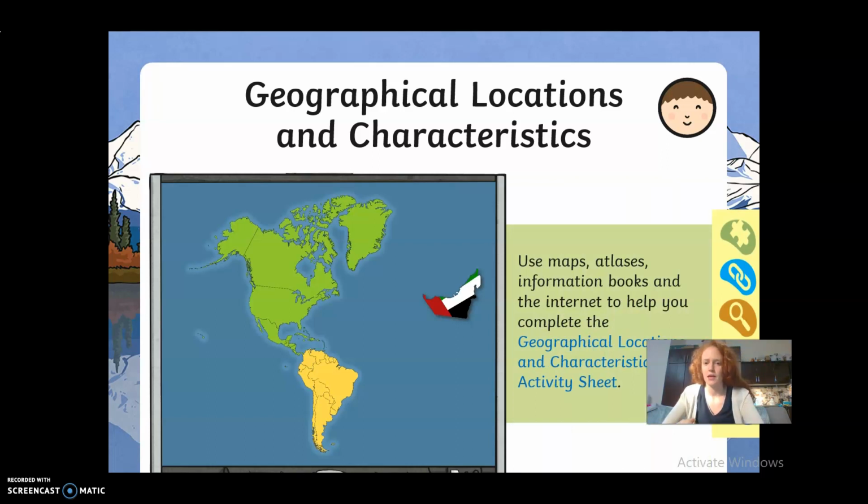Okay, now you will have an activity to do. You will use maps. You can use Google Maps, okay? Atlases. If you have an atlas at home, it's preferable that you use that one. Information books and the internet to help you complete geographical locations and characteristics activity sheets.